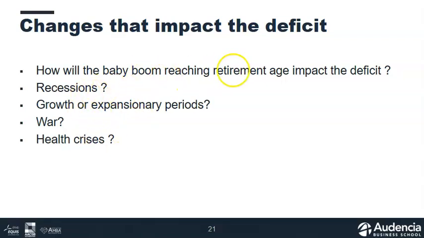During expansionary periods, though, what do we have? We typically have higher revenues, and if people are making more money, then we're collecting a little bit more tax. During wartime, it's pretty obvious we're going to have an increase in government expenditures, and we can expect that deficits will rise. Health crises, well, we're going through one right now, and we can see that the deficit will probably also increase.